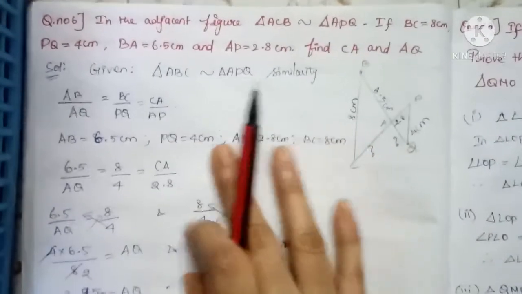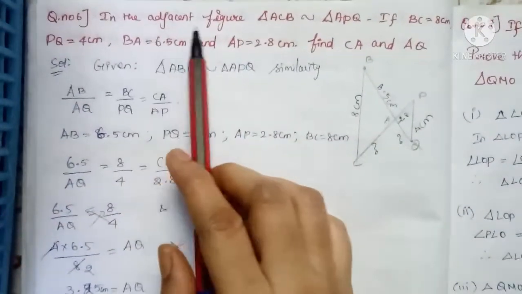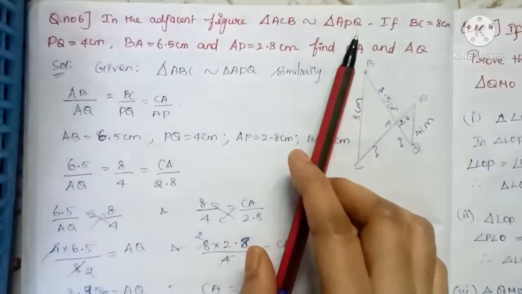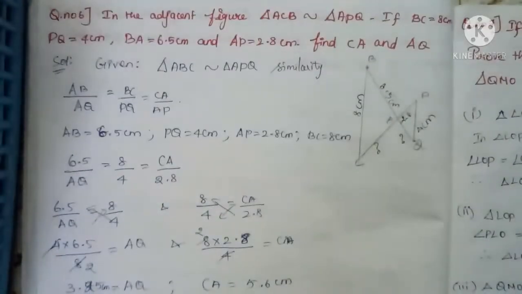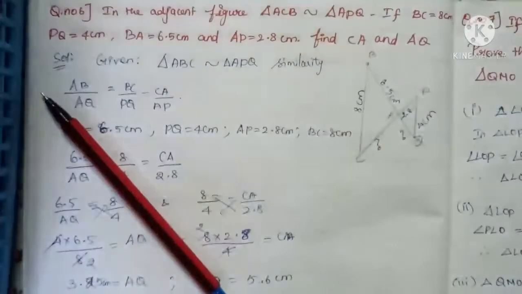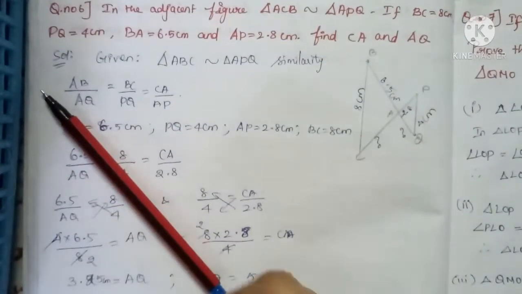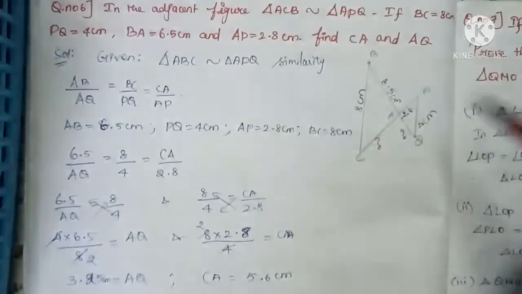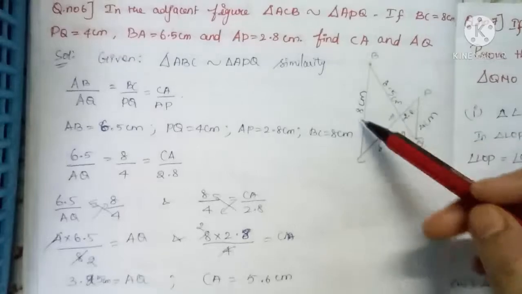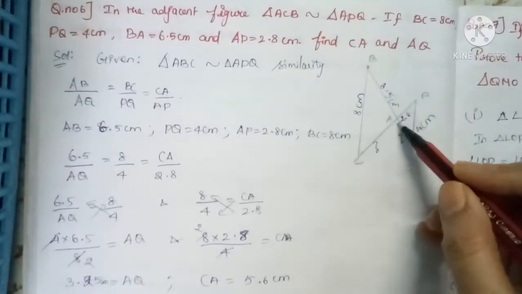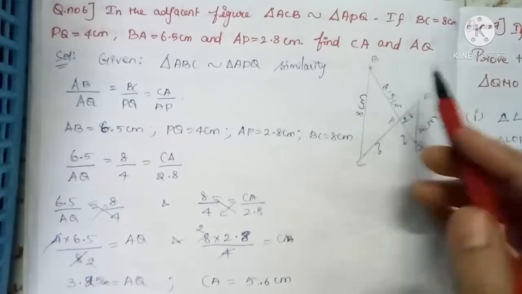Question number 6 from exercise 4.1. In the adjacent figure, triangle ACB is similar to triangle APQ. If BC is equal to 8 cm, PQ is equal to 4 cm, BA is equal to 6.5 cm, and AP is equal to 2.8 cm, find CA and AQ. They have given all the values and they only asked us to find these two lengths, CA and AQ.